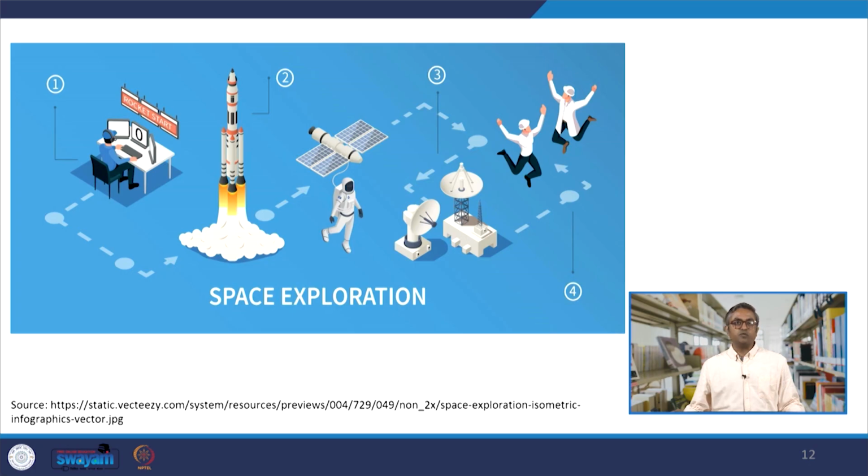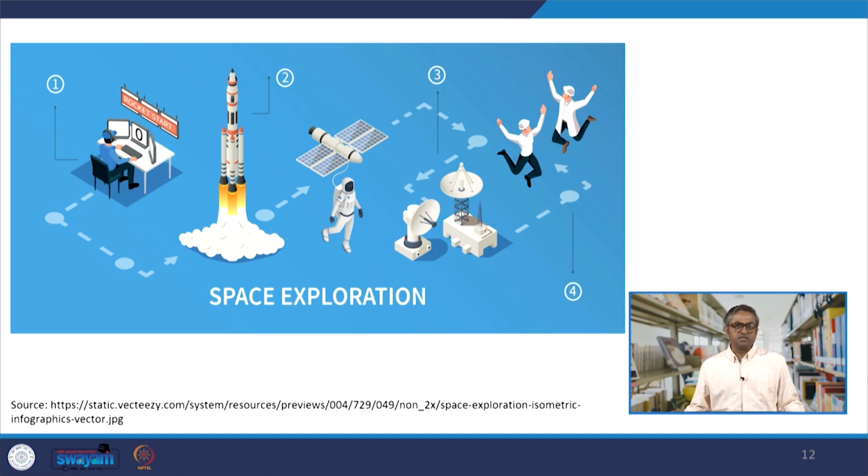Now let me start with this image, where space exploration today in the modern world is very important. We see a lot of automated systems, a lot of computers, a lot of human beings interacting with machine systems to share knowledge, to transmit information, to transmit data sets from one end to the other.